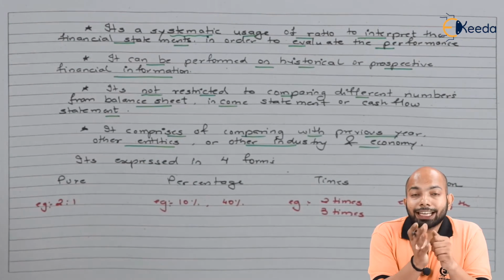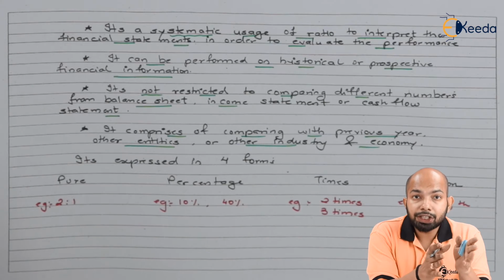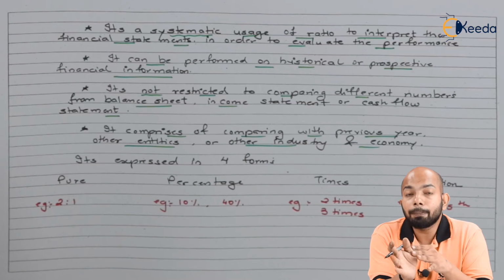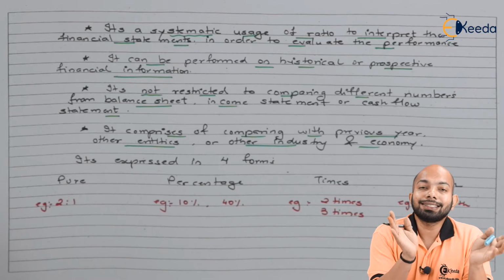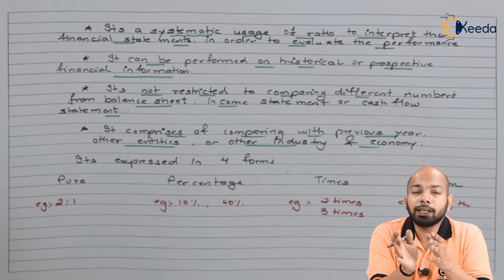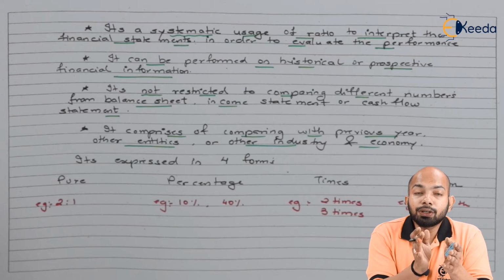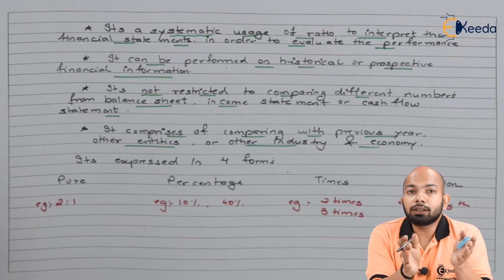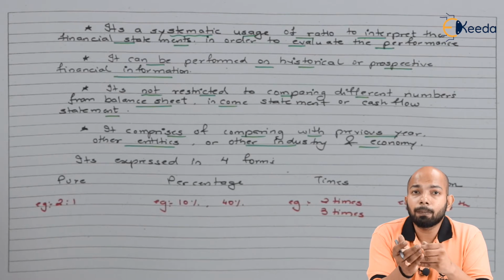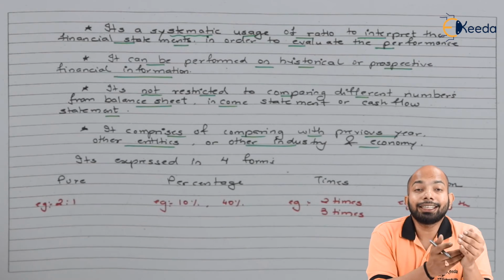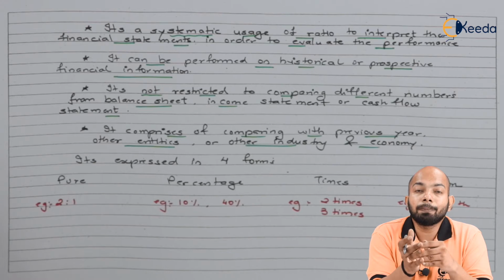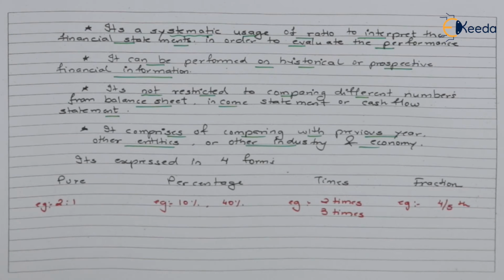Whatever ratios you have can be compared with previous year ratios as well, and with other entities. That means one company's ratio can be compared with another company's ratio, provided they deal in the same kind of product. For example, in the automobile sector, we have different companies who deal in cars. The sales percentage of Maruti Suzuki can be compared with Hyundai or Volkswagen or any other company in the market. Hence, it can be compared with any other entity or any previous financial year. Maruti Suzuki can compare its current sales with its previous sales.